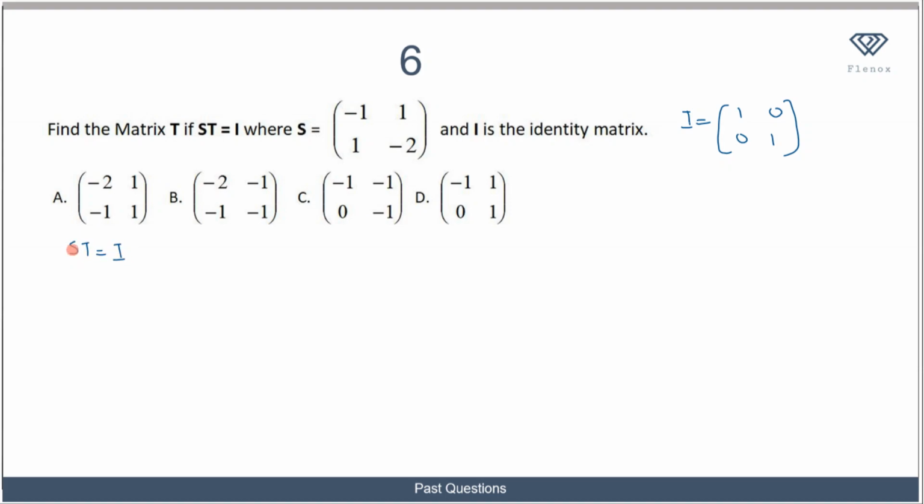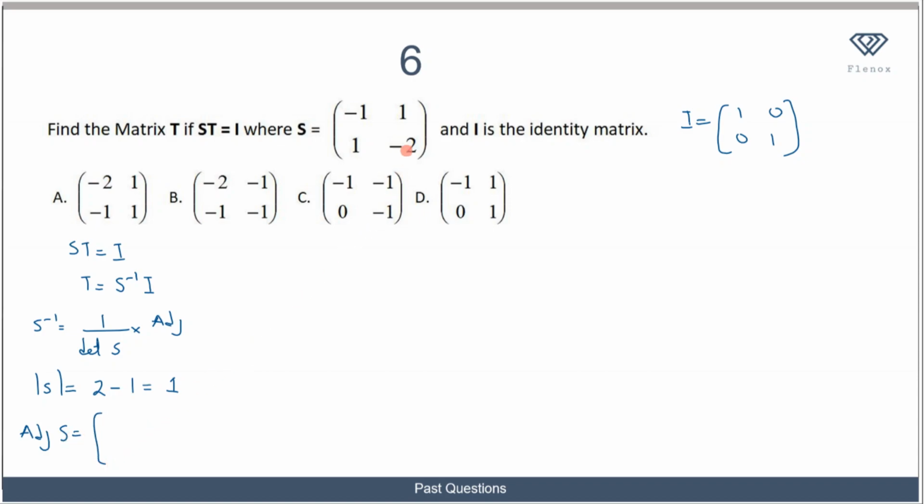If I bring this S to the other side, my T is going to be the inverse of S times I. So all I have to do now is find the inverse of this matrix S. To find the inverse, I know that the inverse of S is equal to 1 over the determinant of S times the adjoint of S. The determinant of S, I can find by multiplying this diagonal and subtracting the multiplication of the other. So I have minus 1 times minus 2, which gives me 2, minus 1 times 1, which gives me 1. So the determinant is 1.